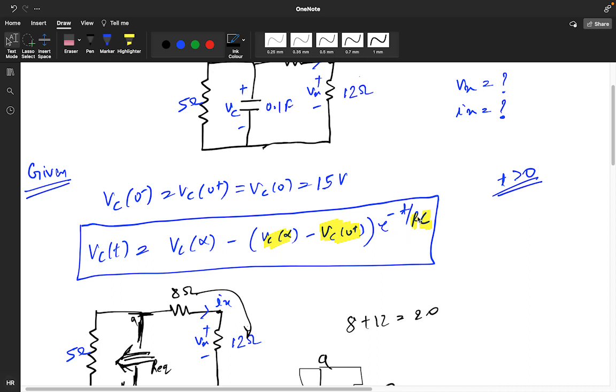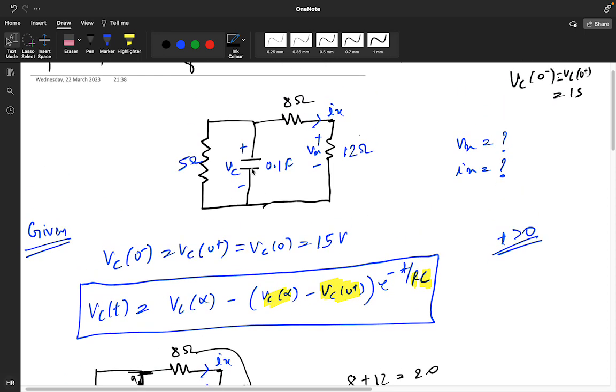But you don't know the R equivalent value. For finding the R equivalent value, you have to look from the capacitor side. You are opening your capacitor and you are seeing the value of R equivalent. These two are in series, and these two branches are in parallel. So we got the R equivalent value as 4.